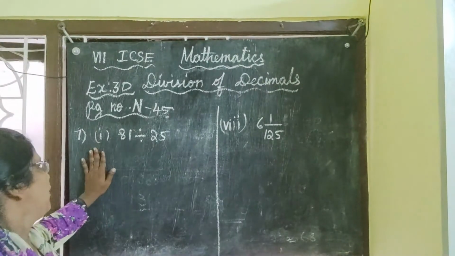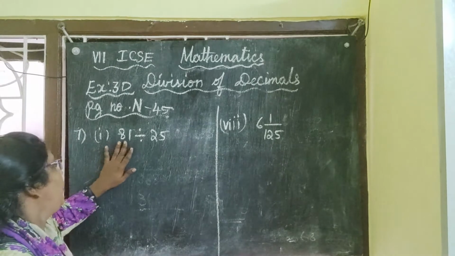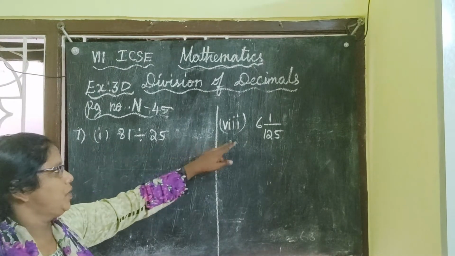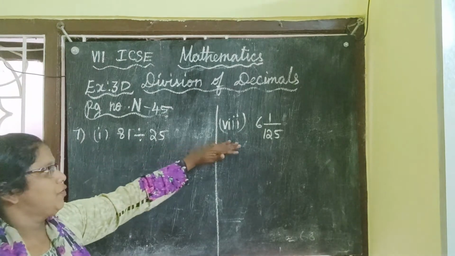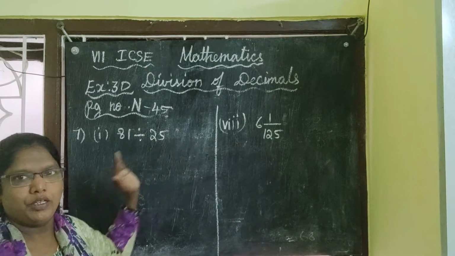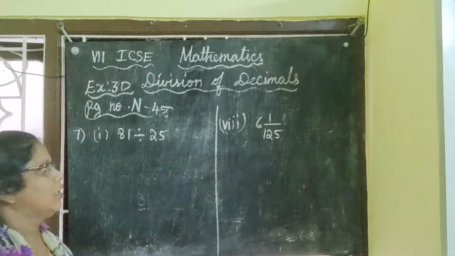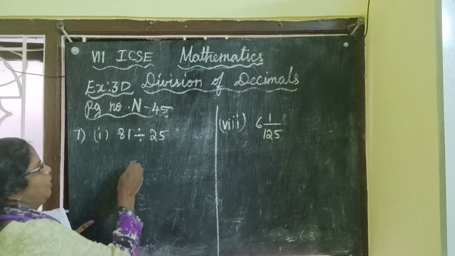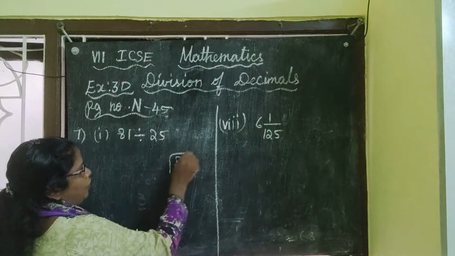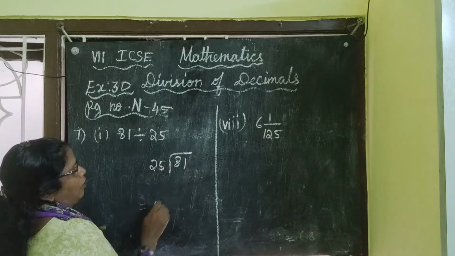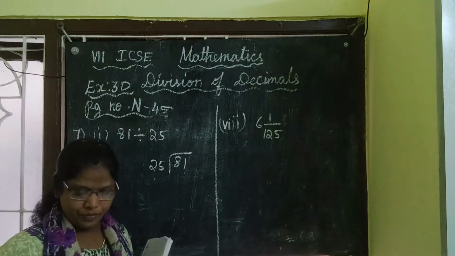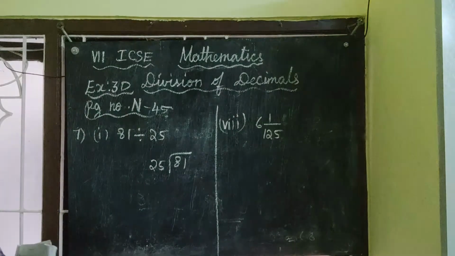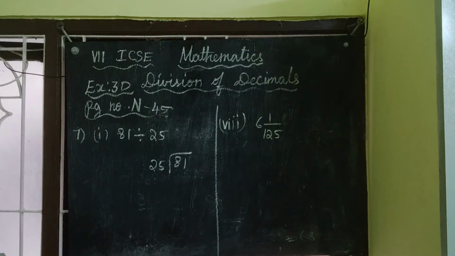Okay. 7th one, divide 81 divided by 25, 8th one 6 1 by 4. First 4 sums are given in this form. Next 4 sums are given in the fraction form. So I am doing one here and one in another one. Okay, here you see 81 is divided by 25. How many 25s are there in 81? Come on, say how many 25s are there?